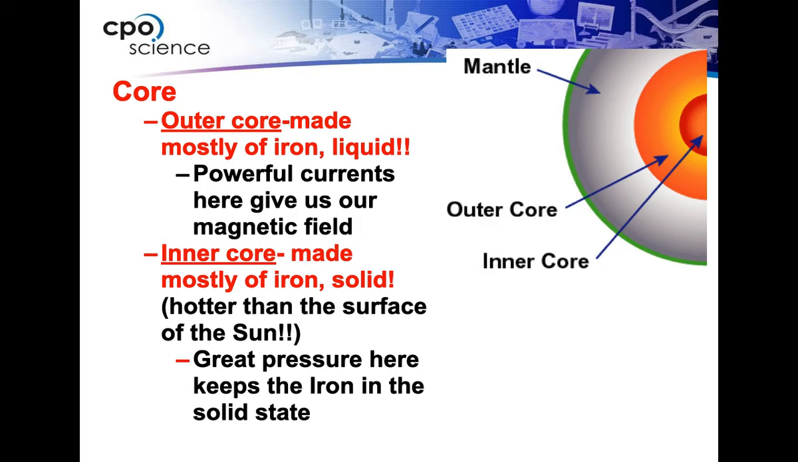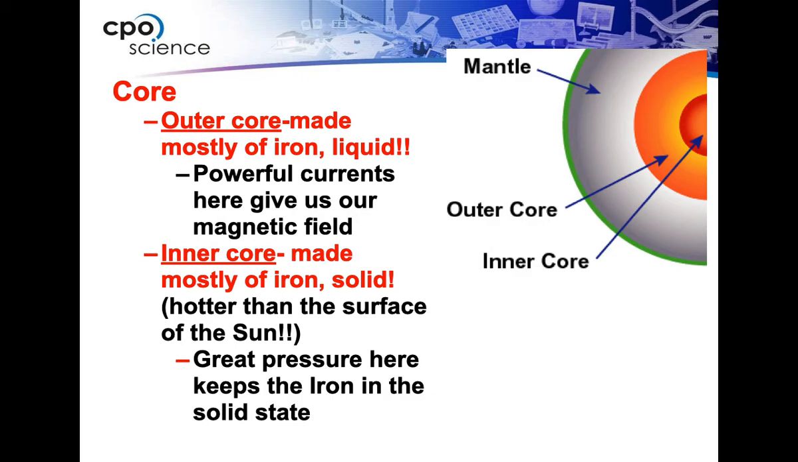I don't know if you guys know anything about electricity or magnetism yet. When you get iron moving like that, you can create a magnetic field. This is where Earth's magnetic field actually comes from, the outer core. And our magnetic field is really important. It's not just about us getting north, south, east, and west. It actually does some really cool things for us that I'm going to talk about in a second.